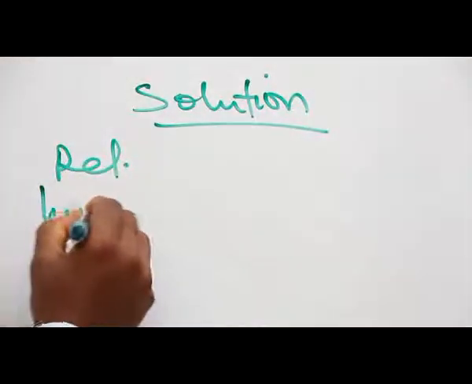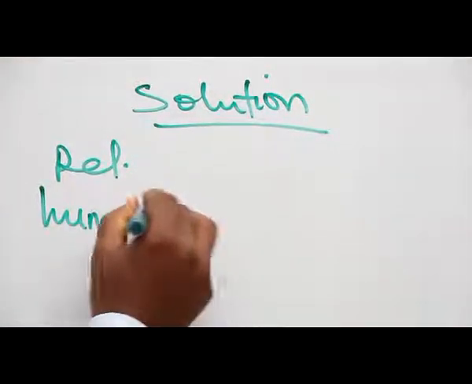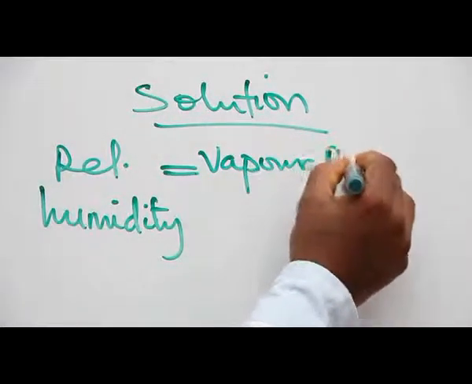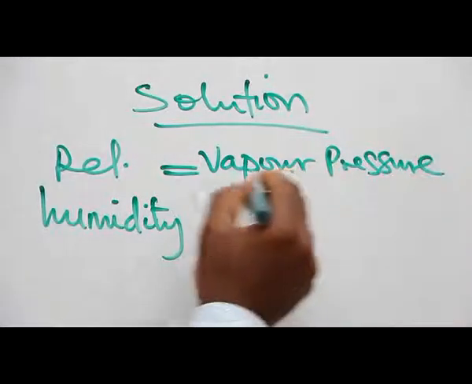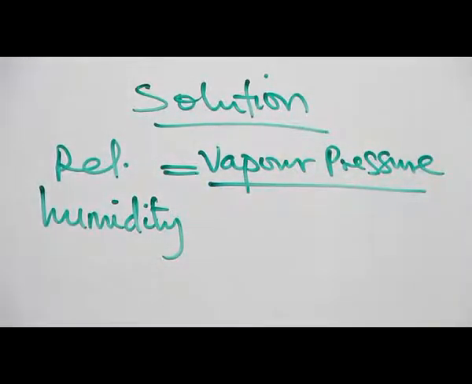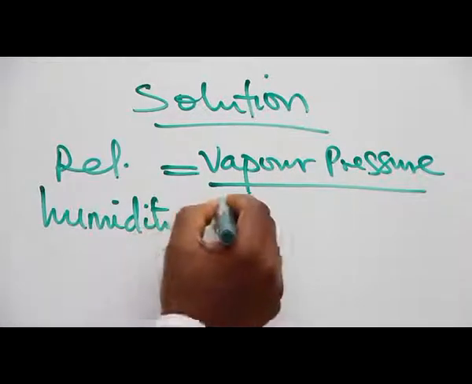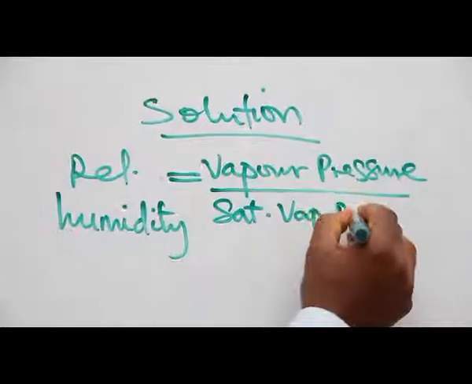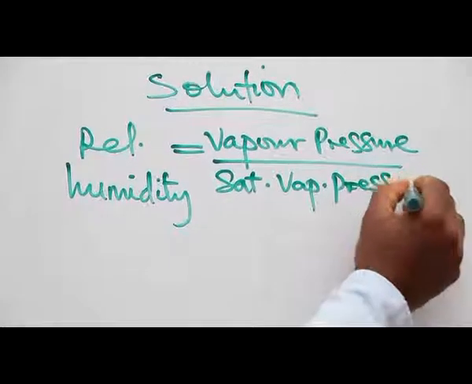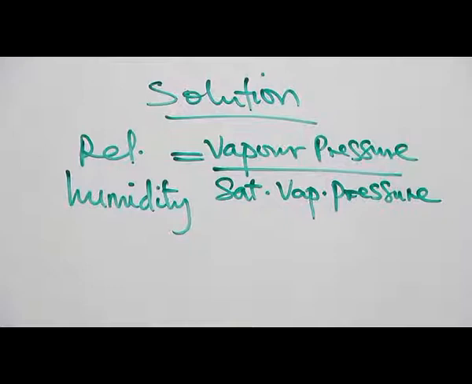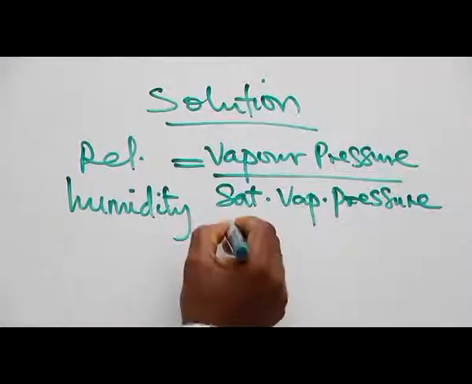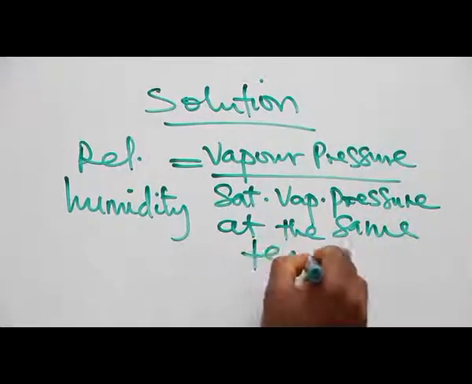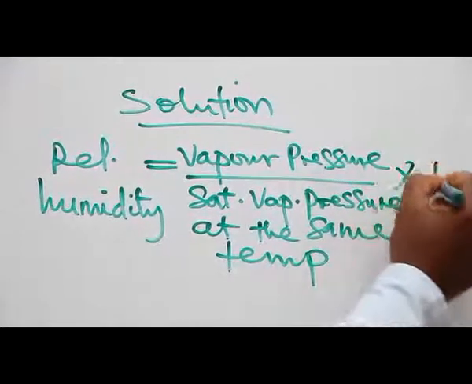Relative humidity is equal to vapor pressure at the given temperature divided by the saturated vapor pressure at the same temperature, times 100%.